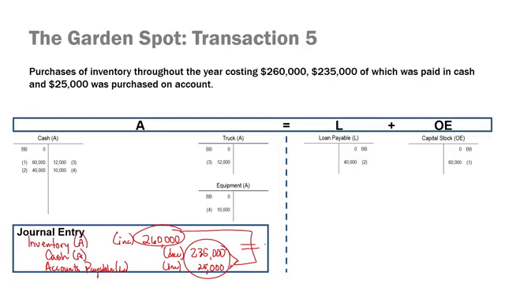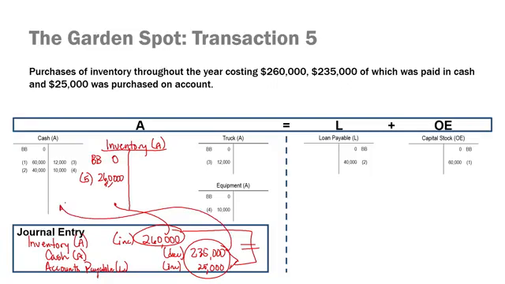Now let's post it to T accounts. Well, the first time we've seen an inventory asset in this case, so we'll create that T account. Its beginning balance is 0. We make a left side entry to that T account for $260,000, we make a note that that's associated with transaction 5. We see the right side to cash of $235,000, so let's post that to the right side of the T account and make a note that that's associated with transaction 5.